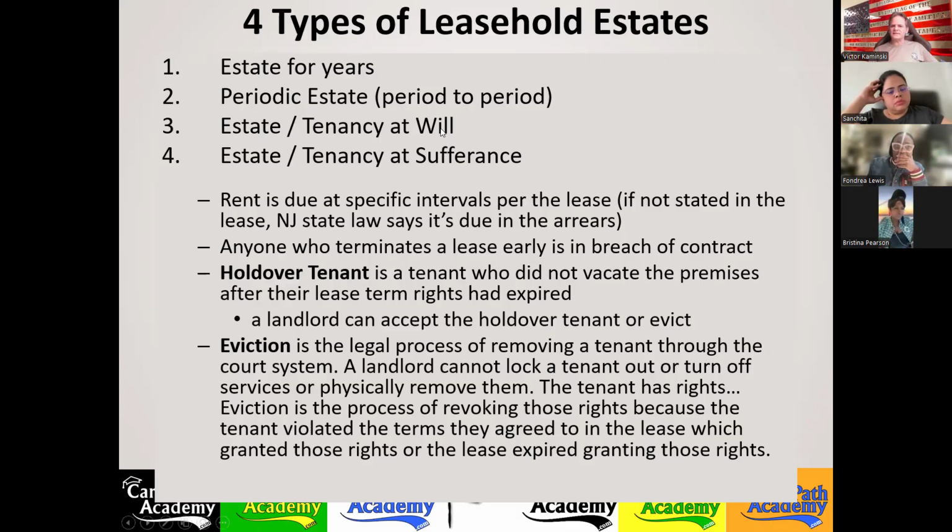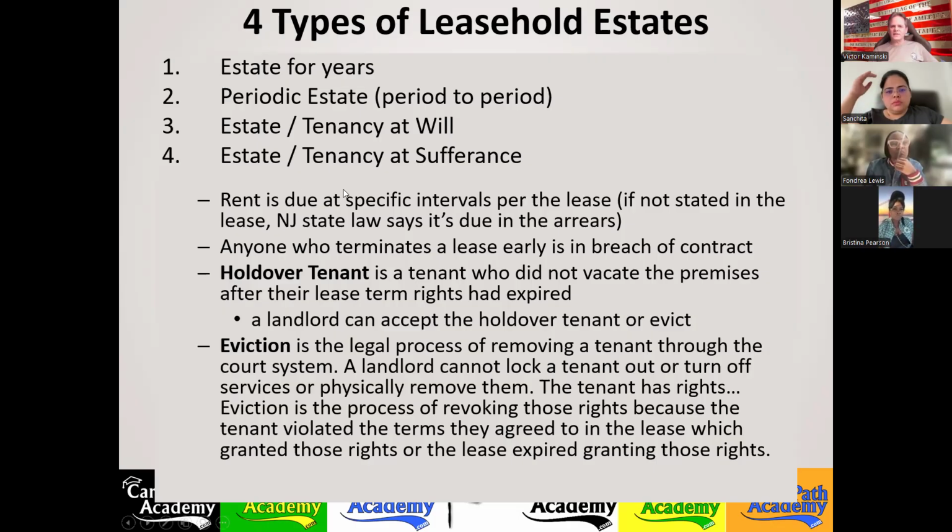Then we have an estate or tenancy at will. So this is, as long as the parties want to be in the leasehold estate with each other, they can, at will. But either party has to give 3 months' notice to terminate.